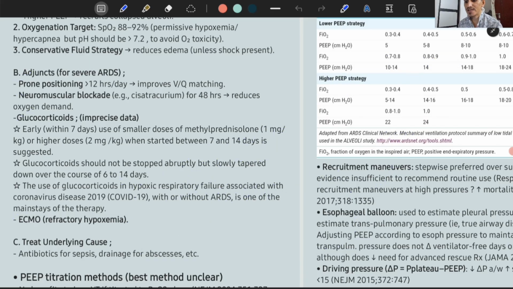Then the third step is to treat the underlying cause. This is very important, like antibiotics for sepsis, or drainage if there is an abscess, all those.